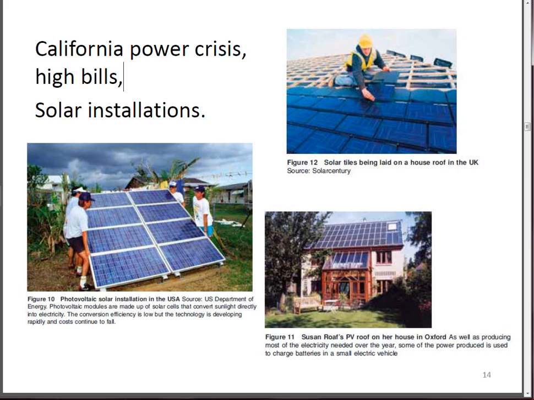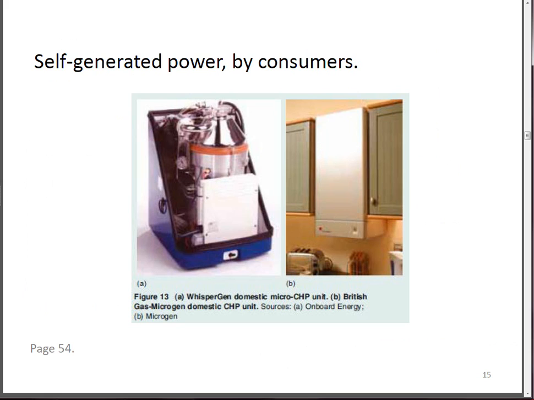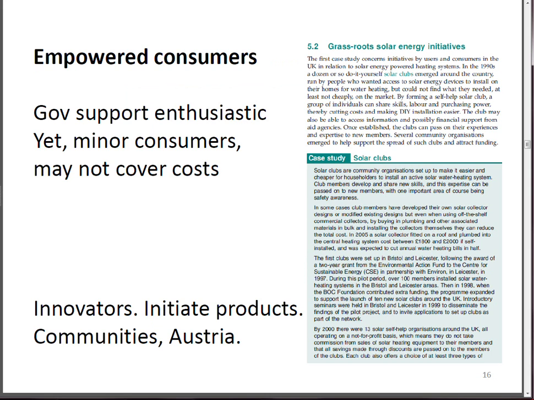Okay, let's look at another example which the book brings. This is figure 13 on page 54 from the book. These are examples of self-generated power products, again developed by consumers. So these are small types of self-generated products. Now we must say that empowered consumers are supported by the government. So the government will happily support any enthusiastic person or company that's coming up with an idea that has the benefit to improve our life. They will support us, definitely so.